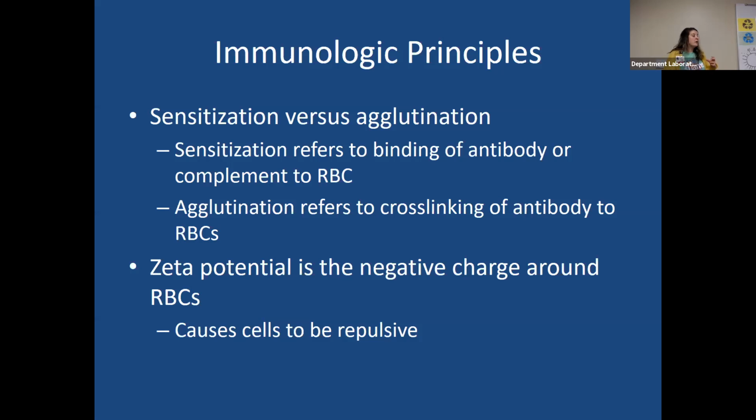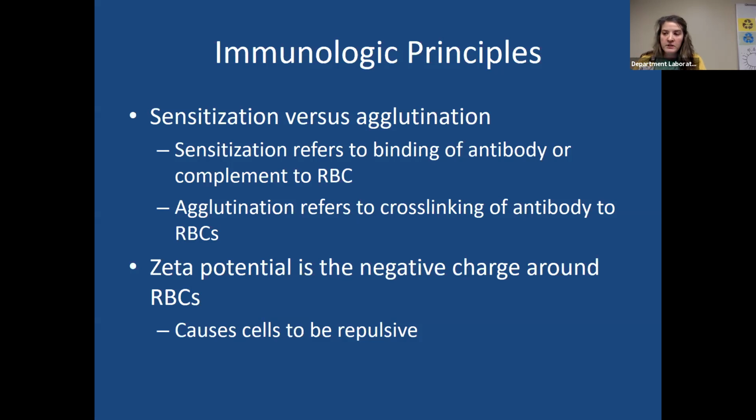That is why we often have to use our anti-human globulin reagent that we've talked about, which will enable agglutination. Agglutination is when all the cells are brought together and we are able to visualize that antigen-antibody complex bringing the cells together. That is agglutination. Cross-linking is a key word there for agglutination, and that's the key role of AHG.